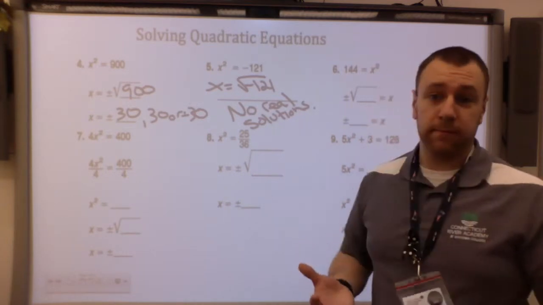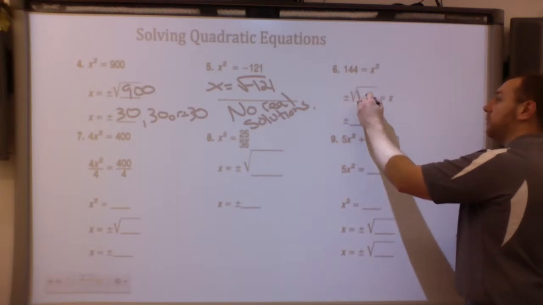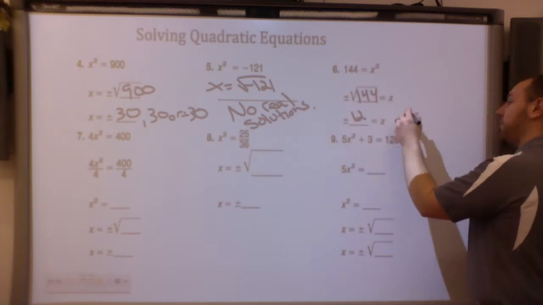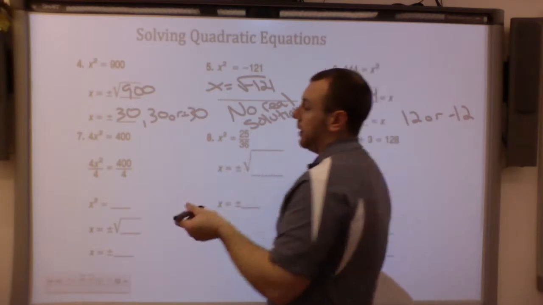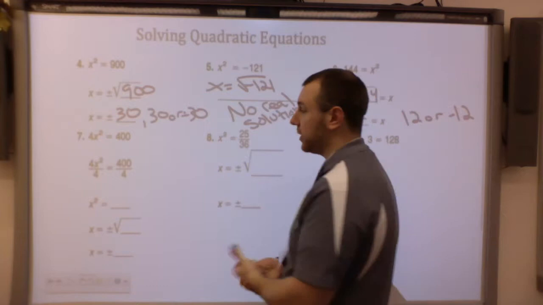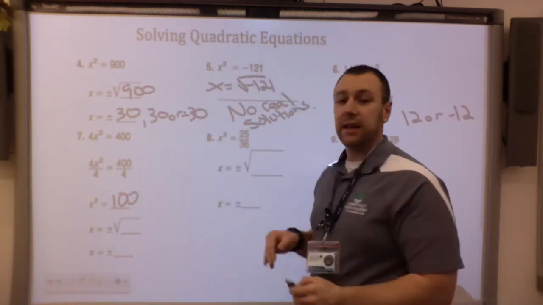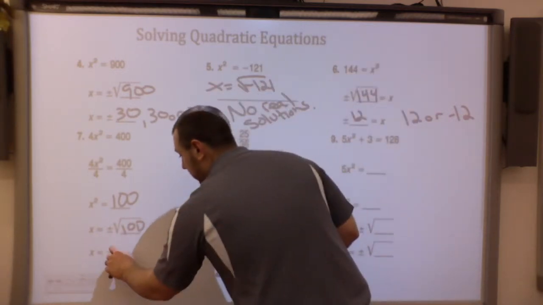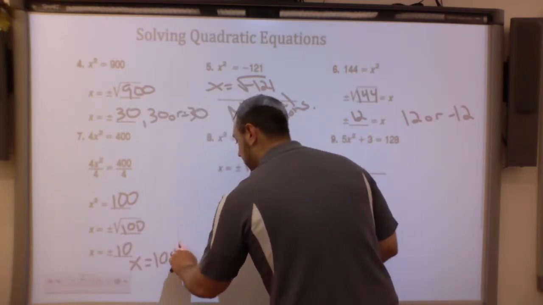Okay? We can't do it. So here I'm taking the square root of 144, which is positive, so it's 12 or negative 12. And here for 7, again, I'm always isolating the variable first. So I have to divide by 4 first. So I get 100. Then I take the square root of both sides. Square root of 100, which is 10. So my answer is x equals 10 and negative 10.